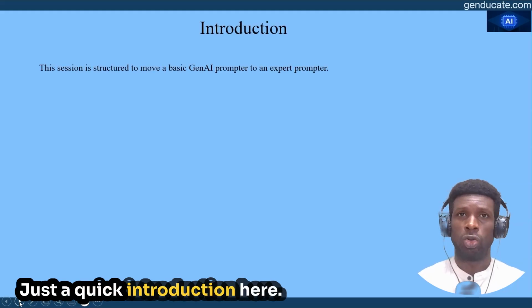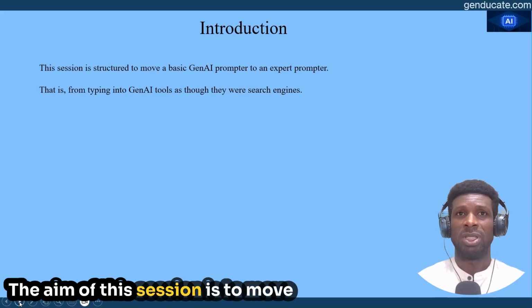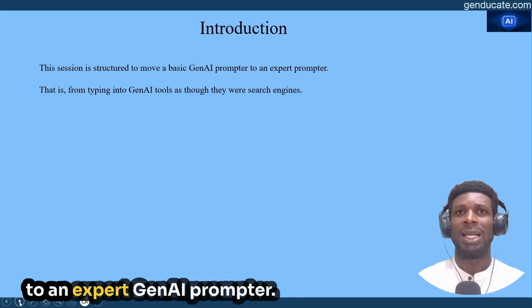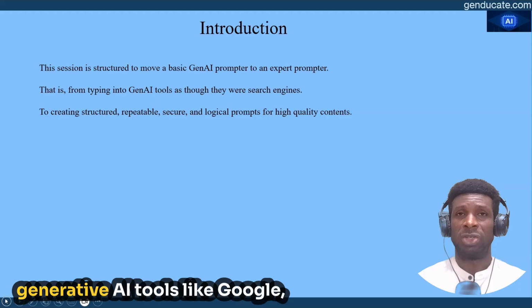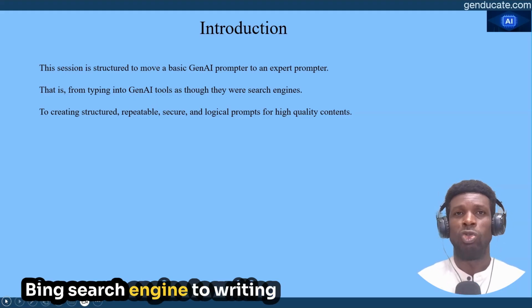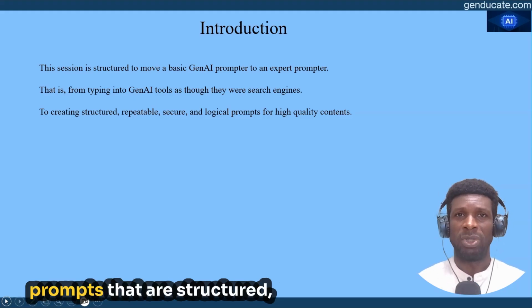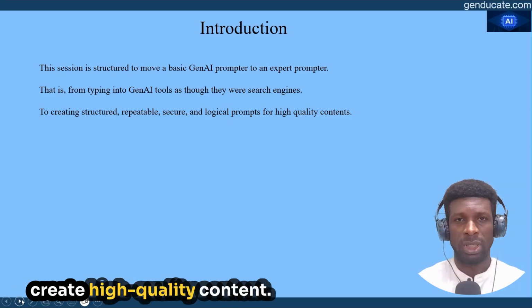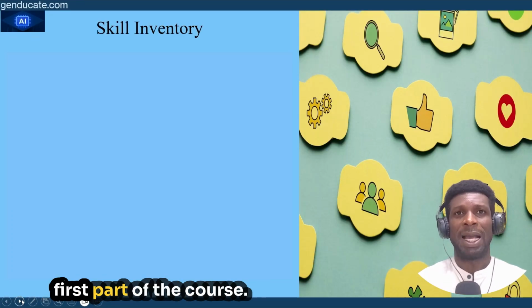Just a quick introduction here. The aim of this session is to move you from a basic GenAI prompter to an expert GenAI prompter. That is taking you from using generative AI tools like Google, Bing, search engine to writing prompts that are structured, logical, and can be repeated to create high quality content. I will just move on to the first part of the course.